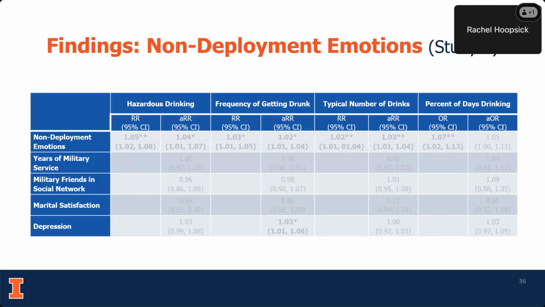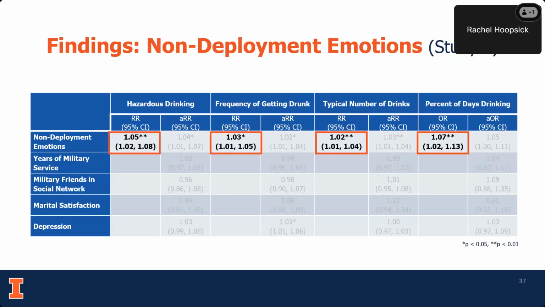So what we took a look at here was the relationships between non-deployment emotions and a range of alcohol use outcomes, including hazardous drinking, the frequency of getting drunk, the typical number of drinks consumed during a drinking episode, and the percent of days spent drinking over the last year using negative binomial and fractional regression models.